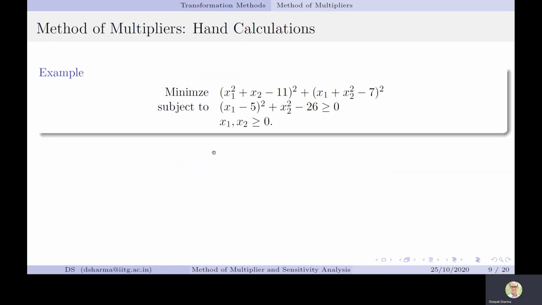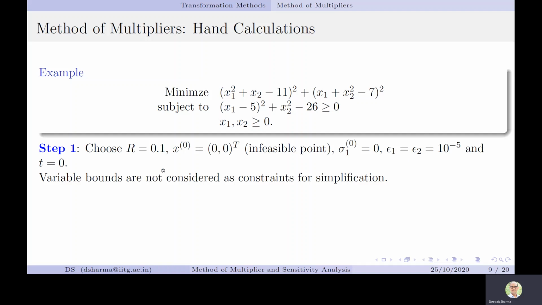Now let us take an example to understand the method of multiplier. This is the same Himmelblau function. This particular function is subjected to one constraint as given here. And x1 and x2 are greater than or equal to 0. So initially, let us choose r equals to 0.1. Initial point is 0, 0. Currently, this point is infeasible for us.